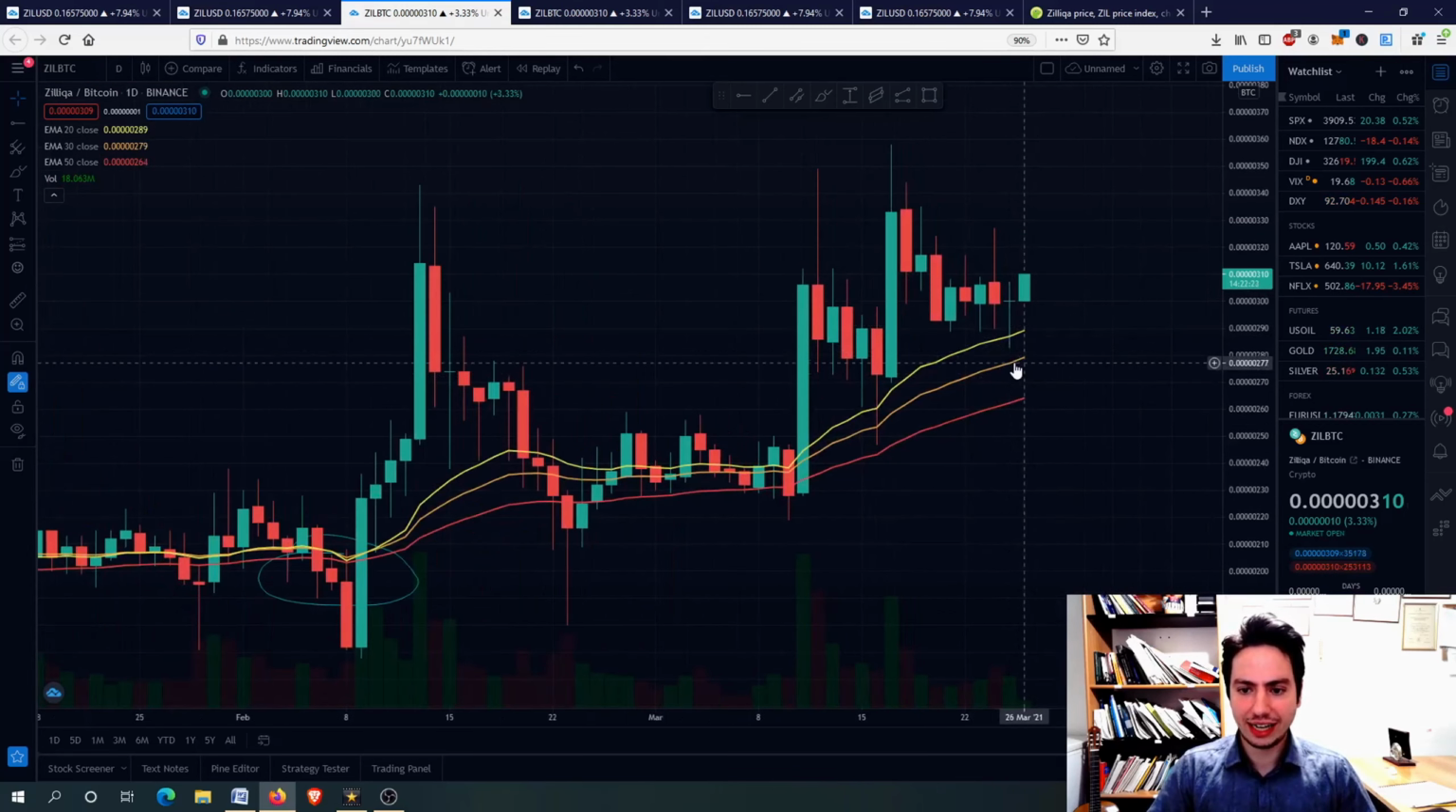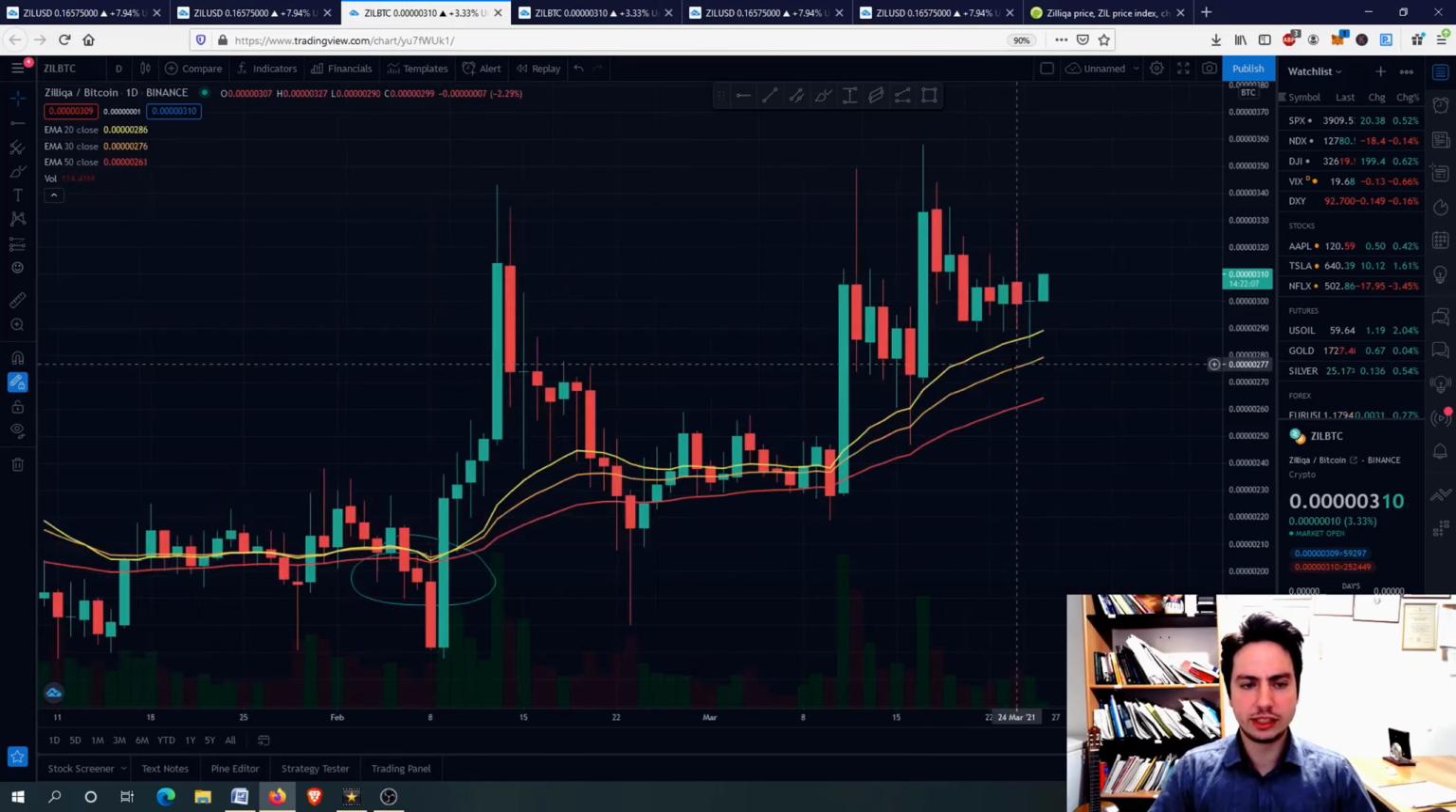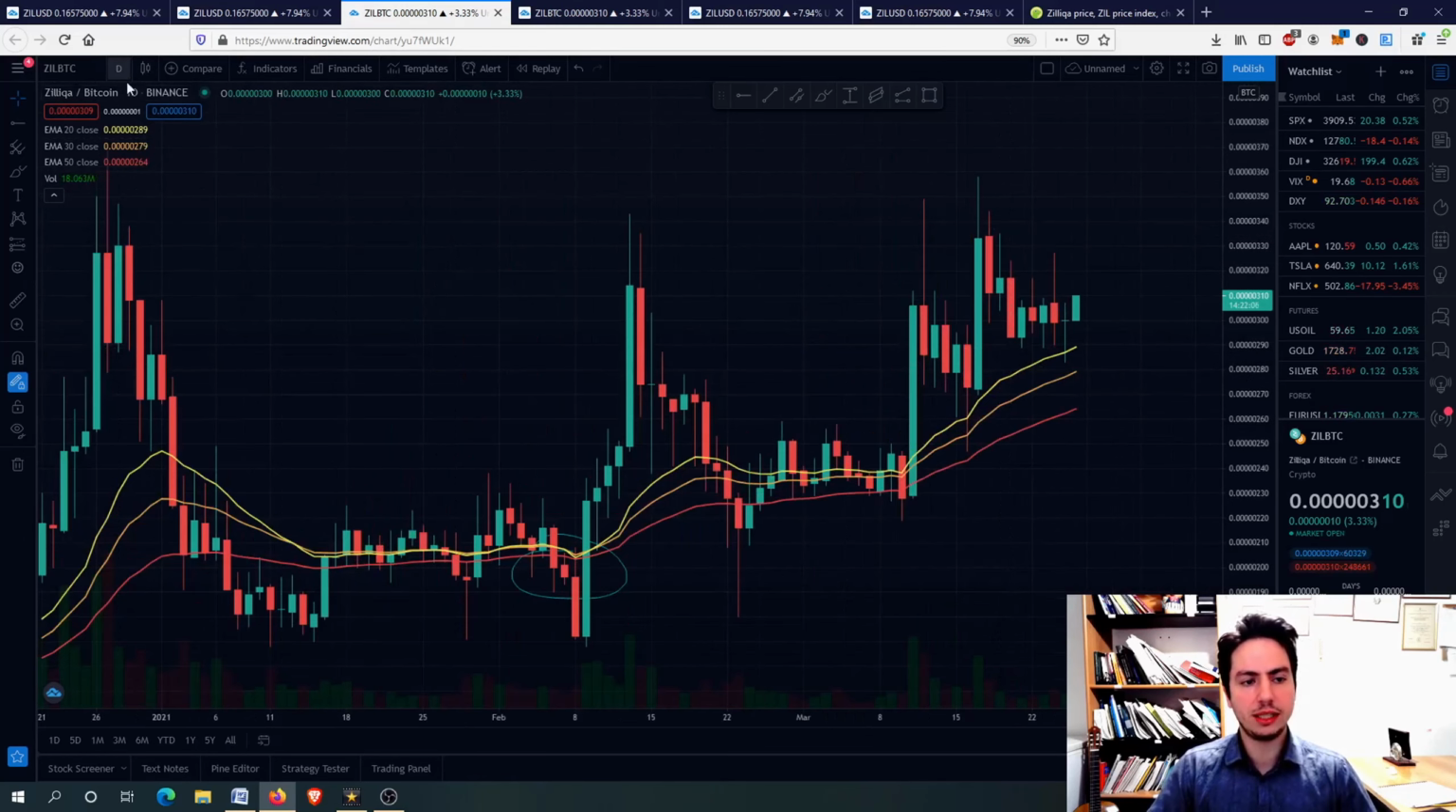So here you can see the 50-day EMA is playing the support role, 8th March, 7th March, now here 16th March, and here as well 25th March. They are playing their support role, which is pretty good. We are in the daily frame, ZIL against Bitcoin.